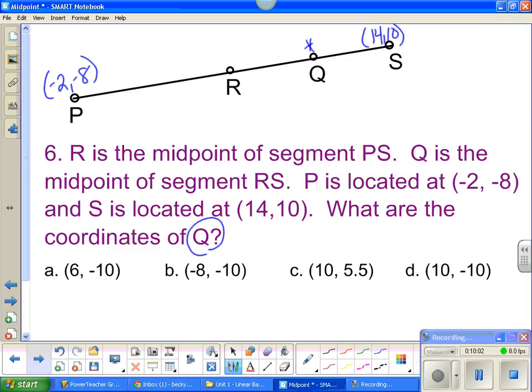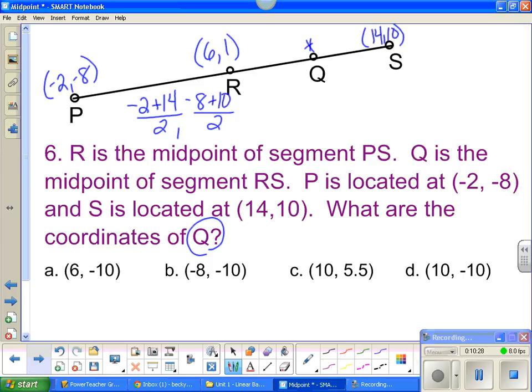So to find R, I'm going to do my x plus my other x over 2, and my y plus my other y over 2. So negative 2 plus 14 is 12, and 12 over 2 is 6, and negative 8 plus 10 is a 2, and 2 over 2 is a 1. So (6, 1), which is R.